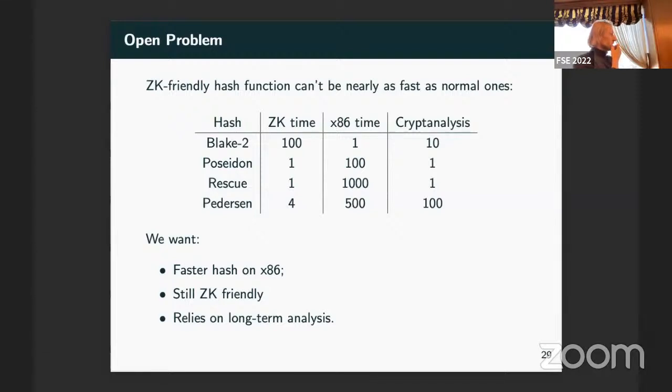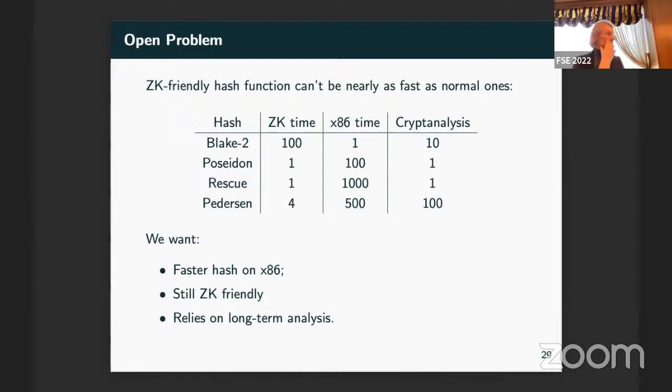In industry, what appears to be a popular choice is Blake2, that's why we use it here in this table. It's fairly fast as a plain implementation, that's why it's a one here. It was not designed at all for the zero knowledge use cases, that's why there's 100 here, meaning it's very slow.